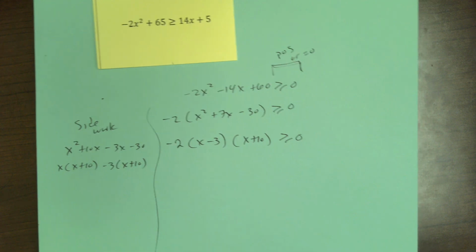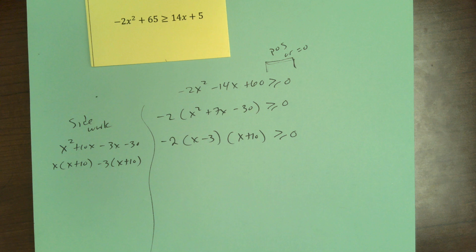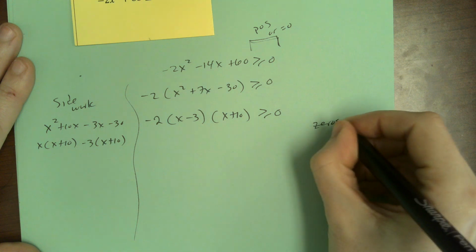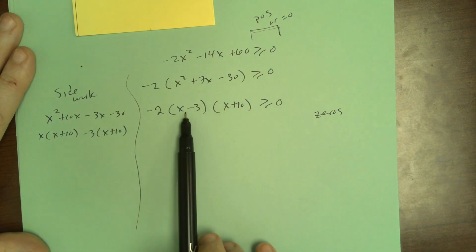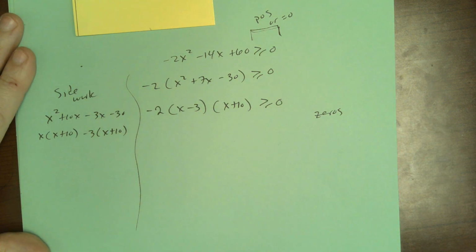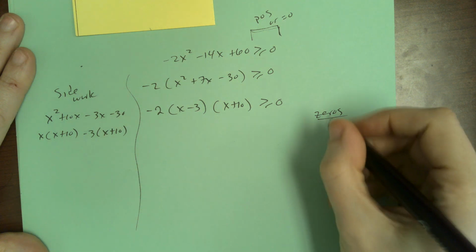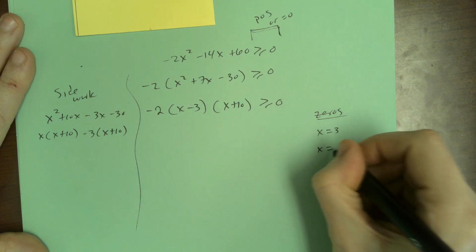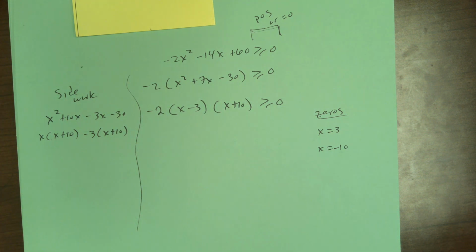Okay, so after you have factored, that's when you do the sign test. But you need to find the zeros first. So I'll find the zeros. I'm setting each of these equal to 0 in my head and then solving. I would add the 3 to both sides. So I'm getting x equals 3 and x equals negative 10.